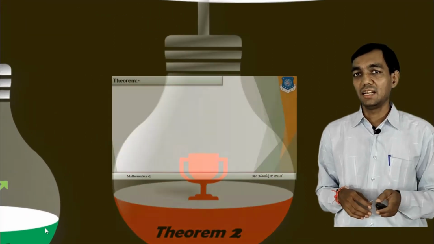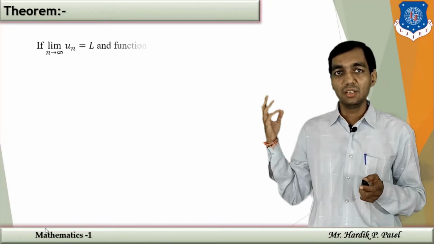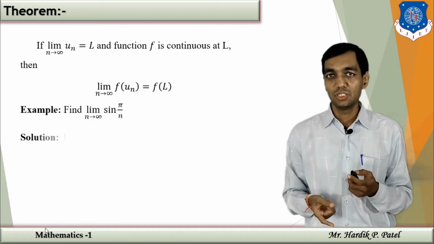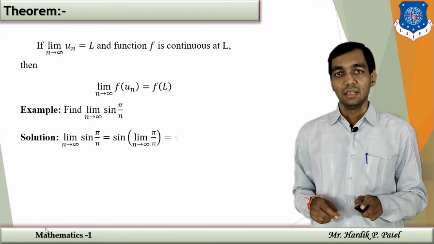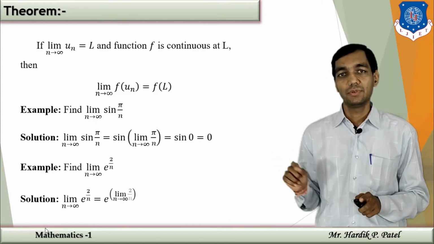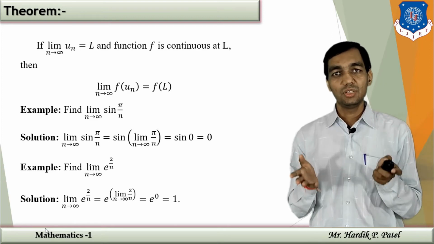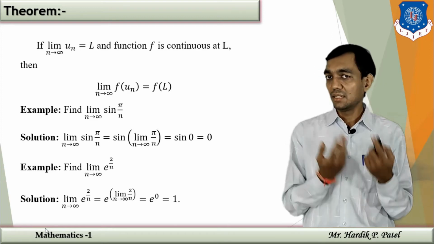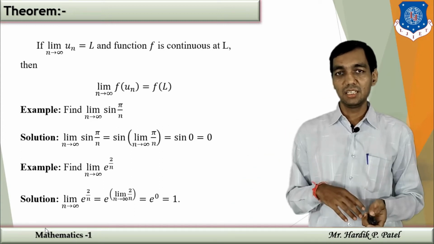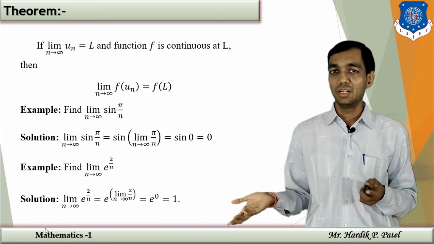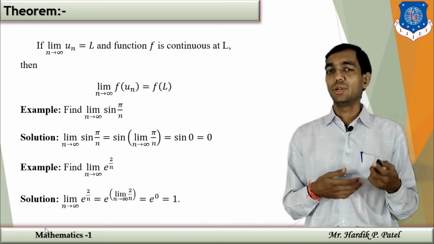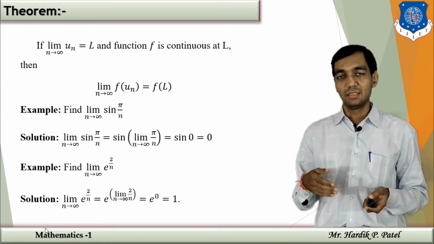In the same manner, the second limit theorem is: if the limit of u_n is equal to capital L and f is a continuous function at L, then the limit as n tends to infinity of f of u_n is nothing but f of L. That means you have a continuous function and your sequence is inside it, then the limit can be interchanged between inside and outside of the continuous function. That you have already learned for a simple function, and here we are going to extend it to a sequence.